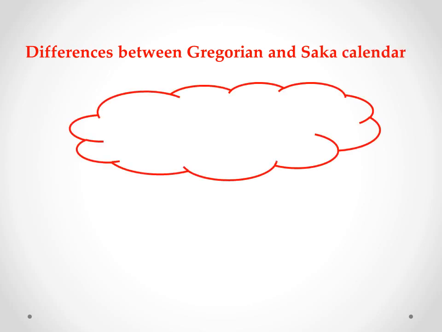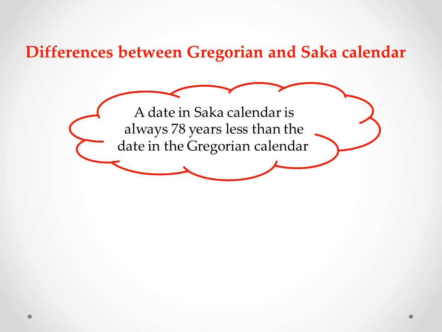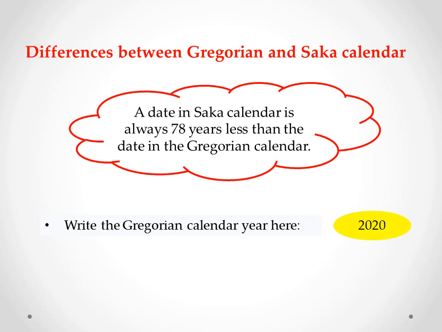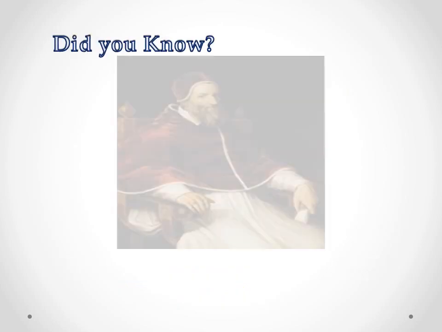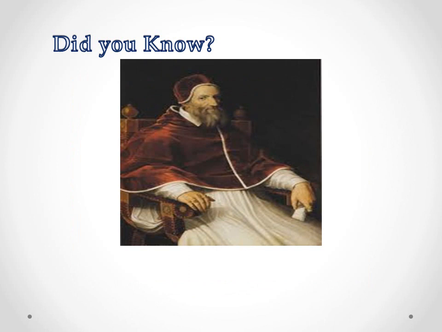Now, let me tell you the difference between the Gregorian calendar and the Shaka calendar. A date in the Shaka calendar is always 78 years less than the date of the Gregorian calendar. So, you will have to subtract 78 from the current Gregorian year to know the current Shaka year. So, as per the Shaka calendar, we are in year 1942. So, as per the Shaka calendar, we are still in the 20th century. But as per the Gregorian calendar, we are in the 21st century. Children, the Gregorian calendar is named after Pope Gregory XIII.